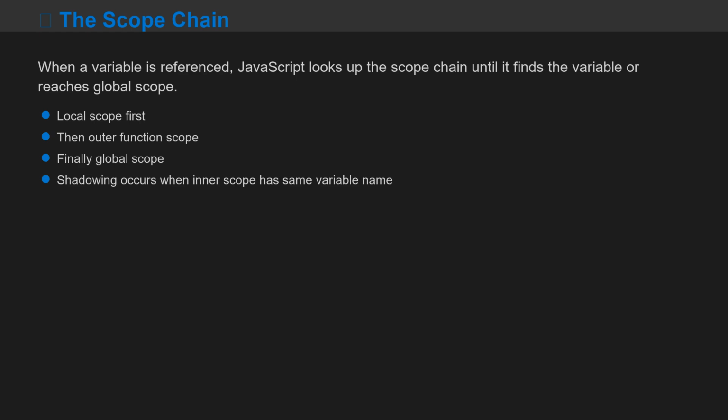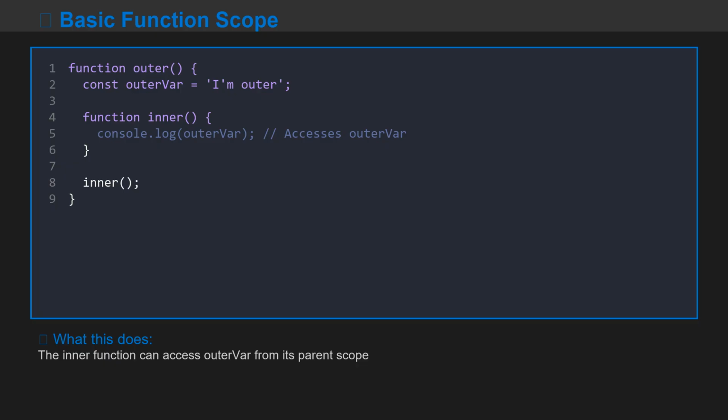When JavaScript needs a variable, it first looks in the local scope, then the outer function's scope, and finally the global scope. This is called variable lookup. And if an inner function has a variable with the same name as an outer one, it shadows the outer variable. Let's look at this code.